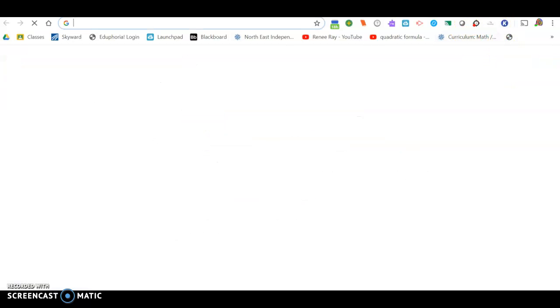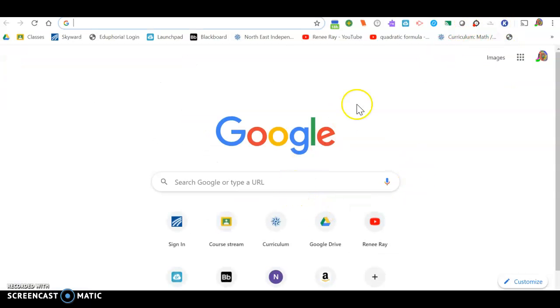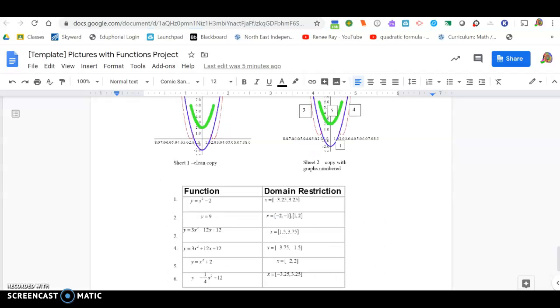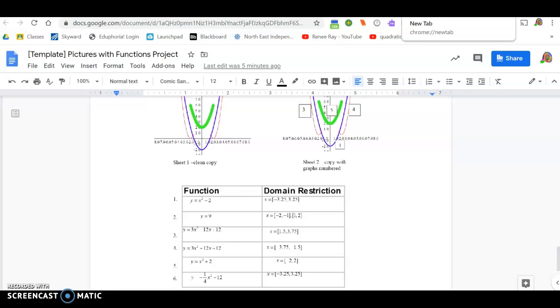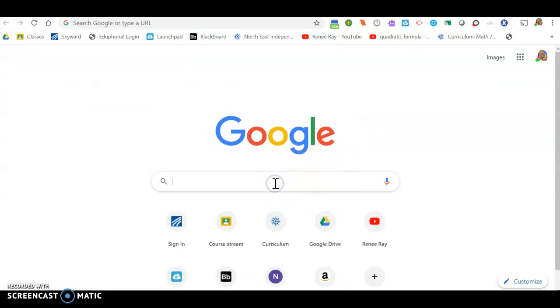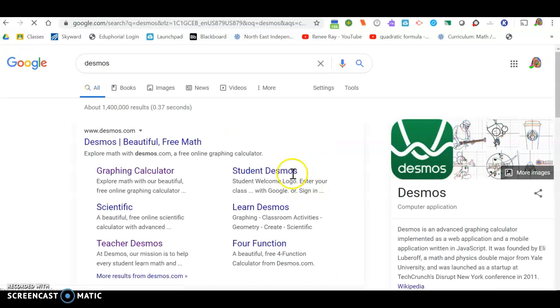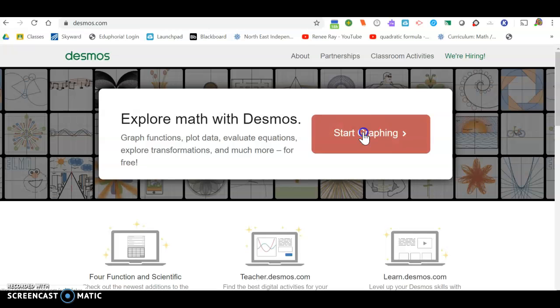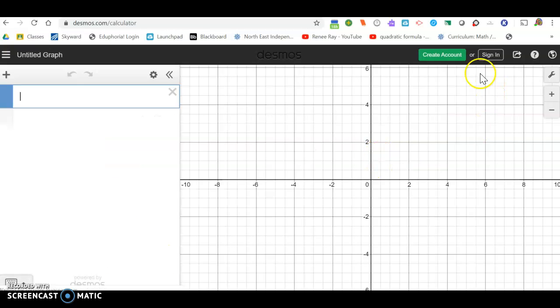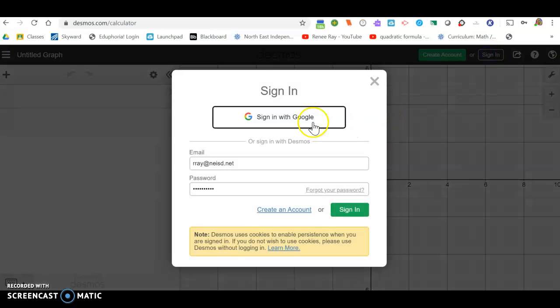So when you do the program, and in Classroom, sorry, there is a piece of graph paper for you. So you're just going to go to Desmos, and you're going to go to Start Graphing. Once it tells you that, you're going to need to log in with your Google.